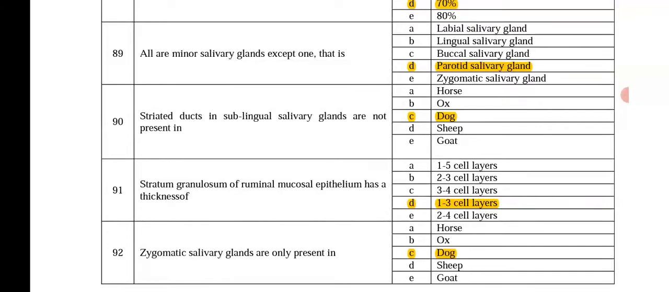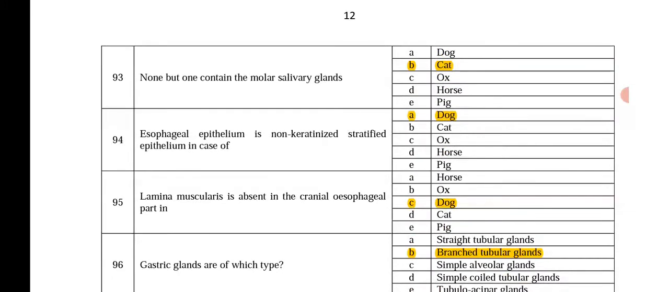Stratum granulosum of ruminal mucosal epithelium has a thickness of 1 to 3 cell layers. Zygomatic salivary glands are only present in dog. None but one contain the molar salivary glands. Cat. Esophageal epithelium is non-keratinized stratified epithelium in case of dog. Lamina muscularis is absent in the cranial esophageal part in dog.